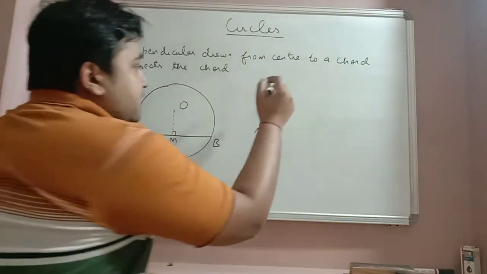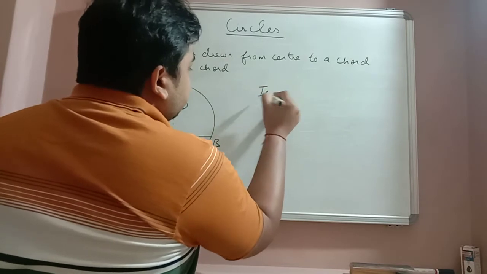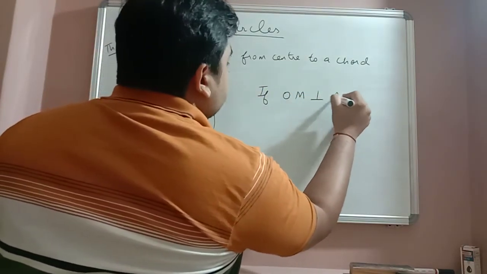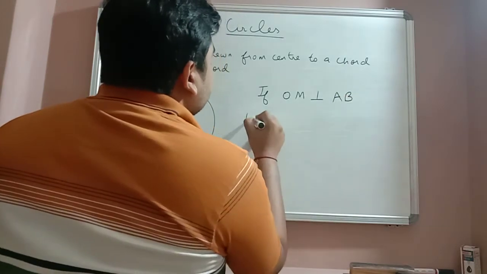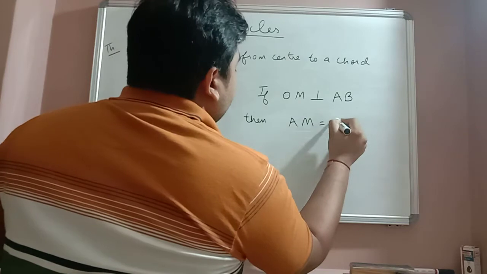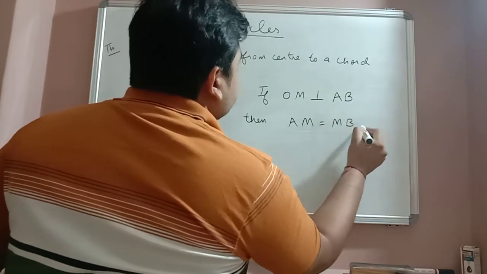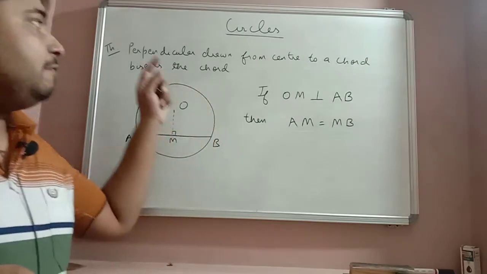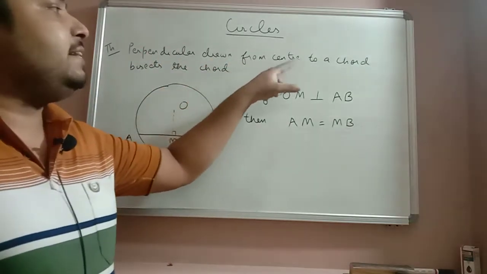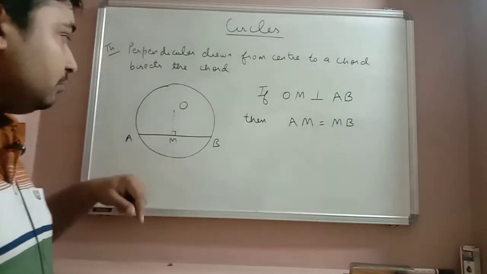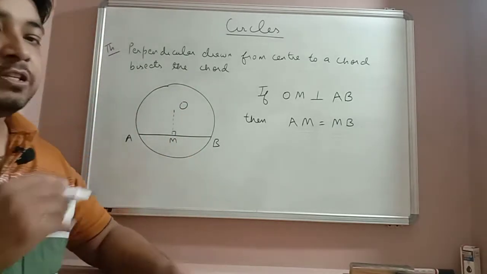So the theorem states that if OM is perpendicular to AB, then AM will be equal to MB. So in a circle, if a perpendicular is drawn from the center to a chord, then it bisects the chord. Now let us try to prove this theorem.